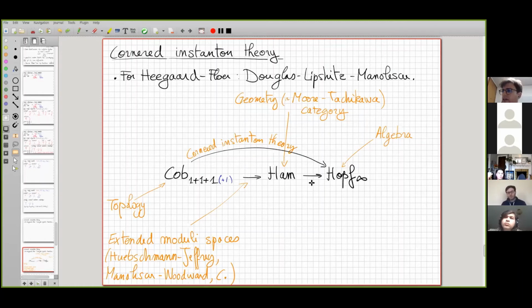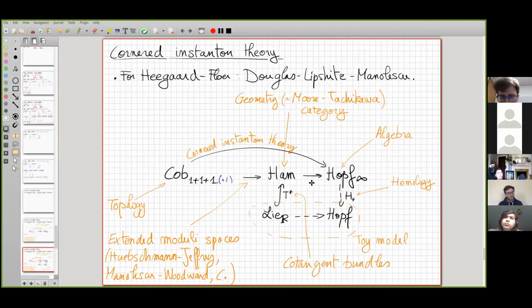And I find it convenient to describe a toy model for this, because this is where Morse theory happens. So I'm first going to describe for you these toy models. There are easier categories here. Inside Ham, there is a simpler category that contains a category of Lie groups that I call Lie sub R, and it embeds in Ham by taking cotangent bundles. I'll describe that later.